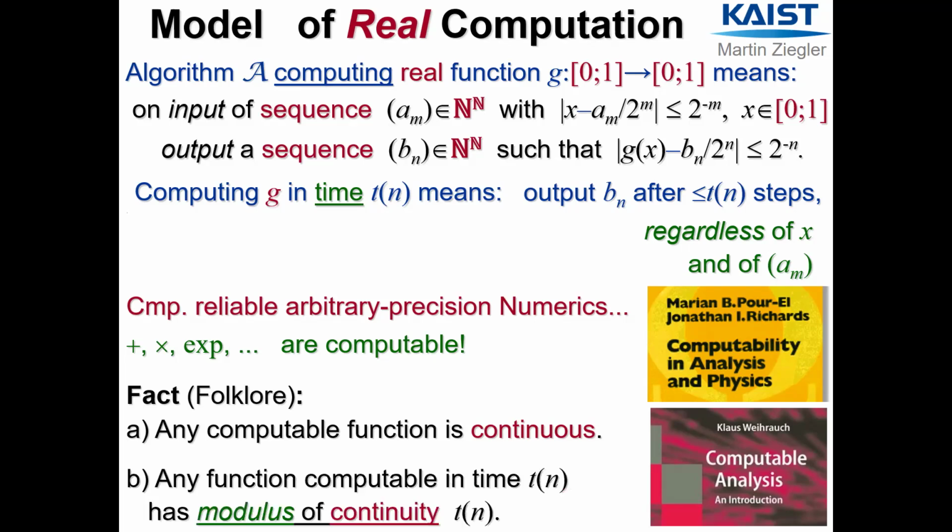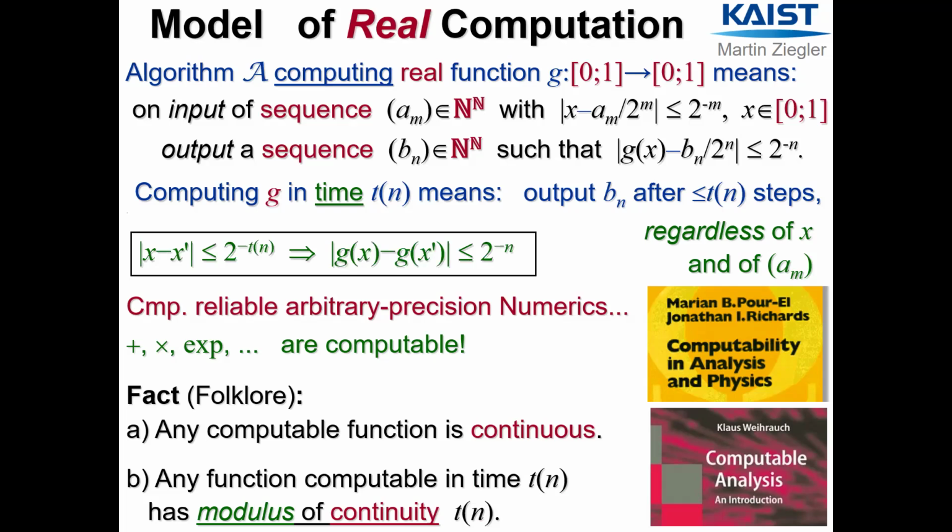And then the first folklore theorem strengthens. The first folklore theorem says any qualitatively computable function must be qualitatively continuous. The strengthening says that any function computable in time t of n will have modulus t of n. Modulus t of n means whenever the two inputs, real numbers, are closer than 2 to the minus n, then the values will be closer than 2 to the minus 2 to the minus n.